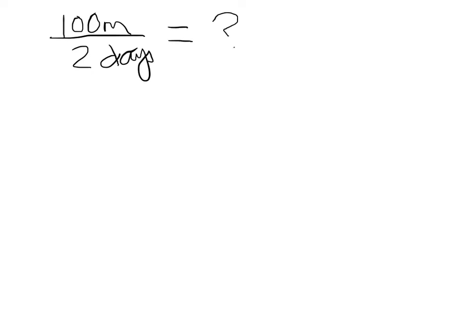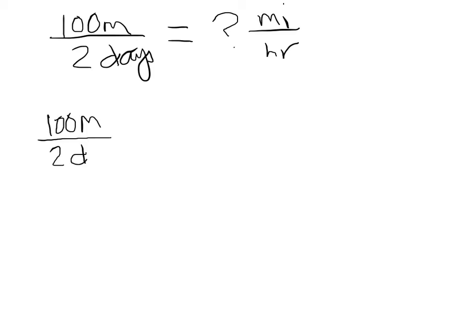So I'm going to set up my starting point here, and that is 100 meters in 2 days is the speed of the slug, and I want to find out how many miles per hour that is. Now, notice the way that I wrote that. I used the abbreviation M for meters and MI for miles. I highly recommend you do that, otherwise you're going to confuse the two.